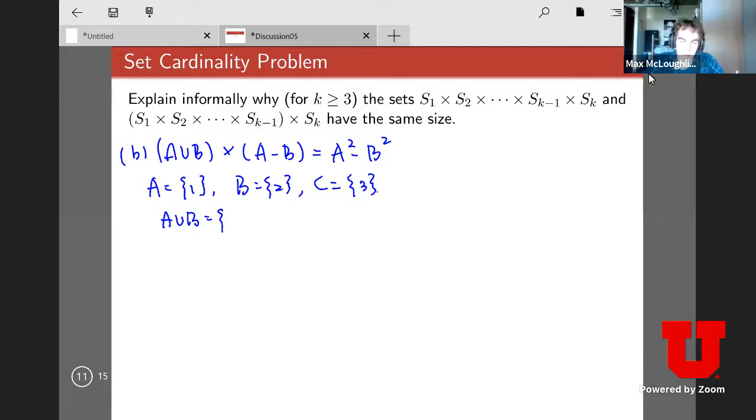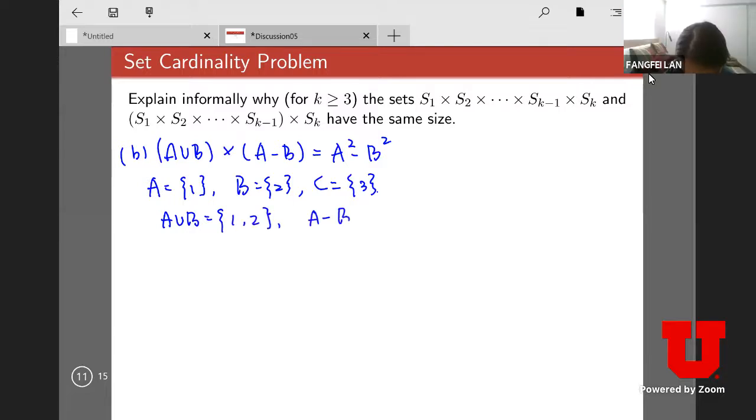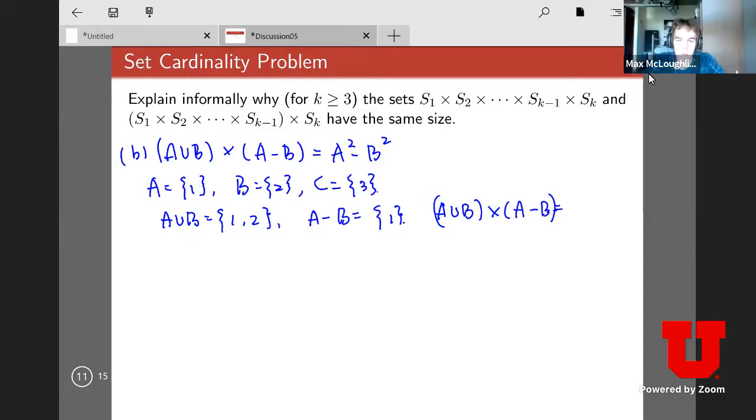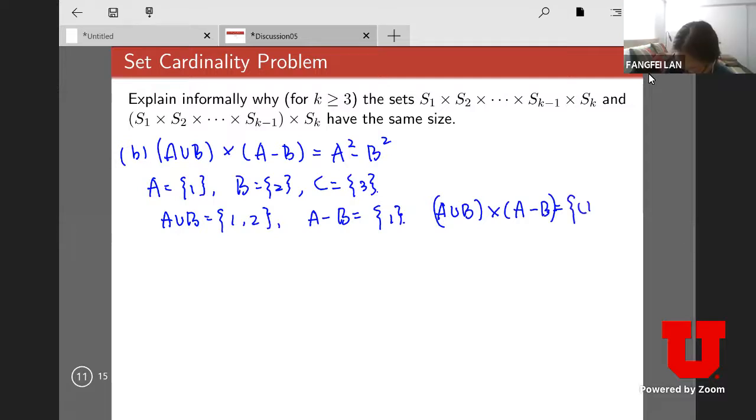One, two. Yep, 1, 2. And A minus B, we've done this before, it's 1. So what is A union B cross A minus B? What is this? Would it be (1, 1) and then (2, 1)? Yep. So we're going to write (1, 1). So that's the first element. (2, 1) is the second element.